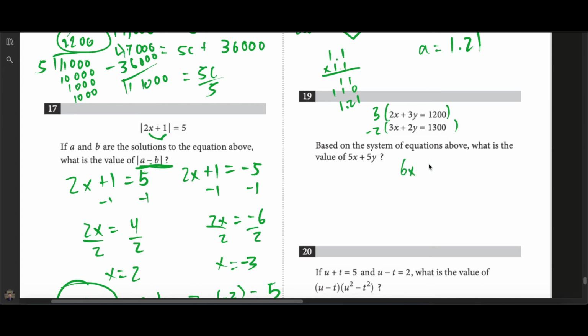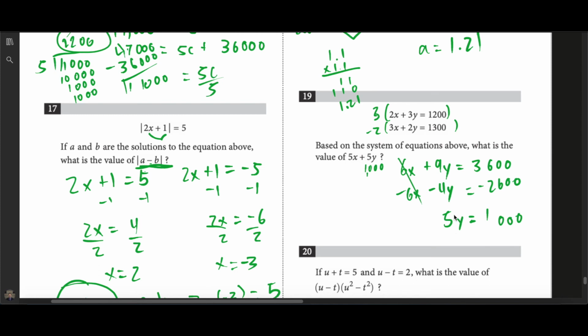So we get 6x plus 9y is equal to 3,600. And then with that negative 2, this is going to be negative 6x minus 4y is equal to negative 2,600. So that's exactly what I wanted. The x's are going to cancel out. 9y minus 4y is 5y, which is equal to 1,000. And look at that, we already know that's 1,000, so we can keep that in our back pocket for a little bit later.